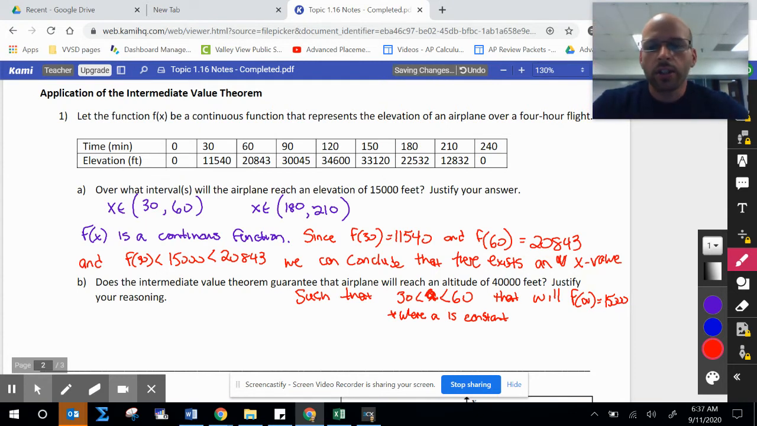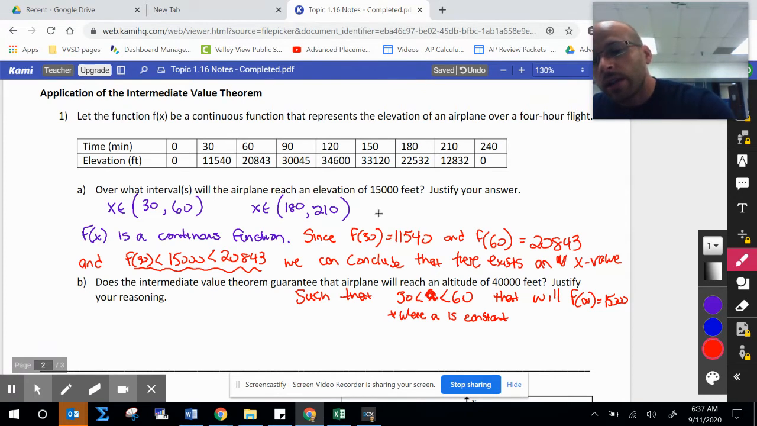So it's kind of a long justification for a very simple problem. So f of x is a continuous function, have to say it. And then you can state f of 30 is 11,540, f of 60 is 20,843. You're showing what those two values are. Then you're showing that 1,500 is between those two values. Now I wrote 20,843. You could have just written f of 60. My bad. But then you can make the conclusion that there has to be an x value.